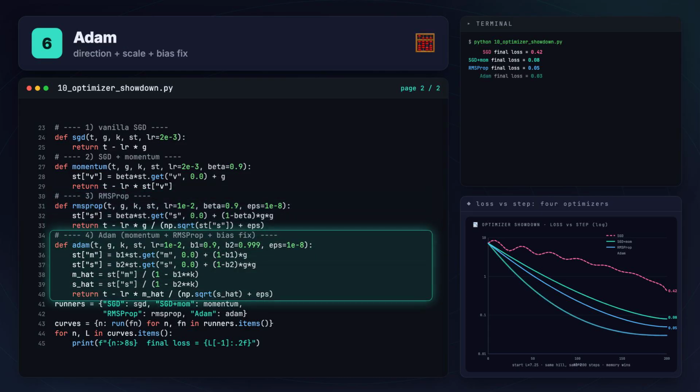Adam, both states at once. m is the momentum estimate, s the RMSProp estimate. Both get bias corrected by 1 minus beta to the t, exactly as last episode, then theta minus equals LR times m hat over the square root of s hat plus epsilon. LR 1e-2, beta 1 is 0.9, beta 2 is 0.999. The bias fix matters most in the first 10 steps, when m and s are still warming up from 0. Final loss 0.03, the winner.